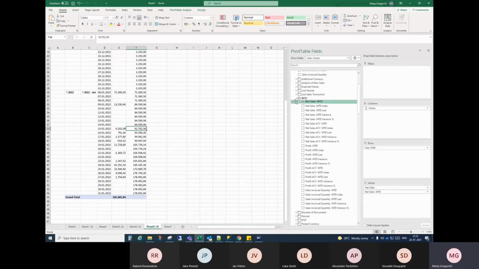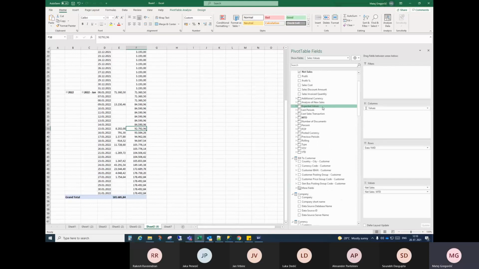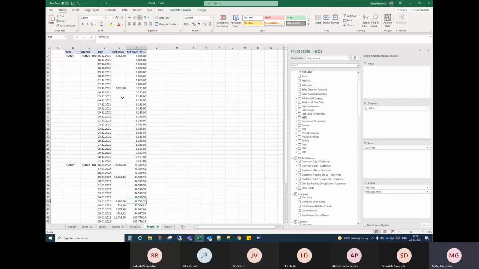Okay, so these are all time intelligence measures, different types. So month to date, year to date, year over year, and so on. I'll find a better set of data so I can show you that.